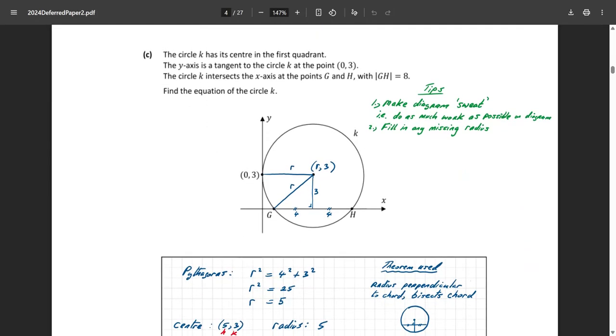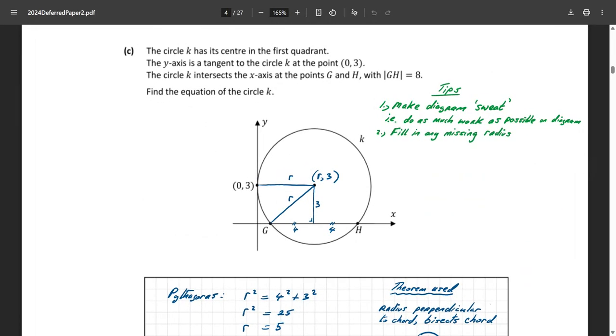Part C. This is a typical, what I call, make the diagram sweat type of question. And what I mean by that is, I find by experience with these questions, in all the exam papers over the years, you're given a diagram like this, you try and make the diagram work as hard as possible for you, so that you don't have to work, basically. That's my recommended technique for this type of question. It happens an awful lot in circle questions.